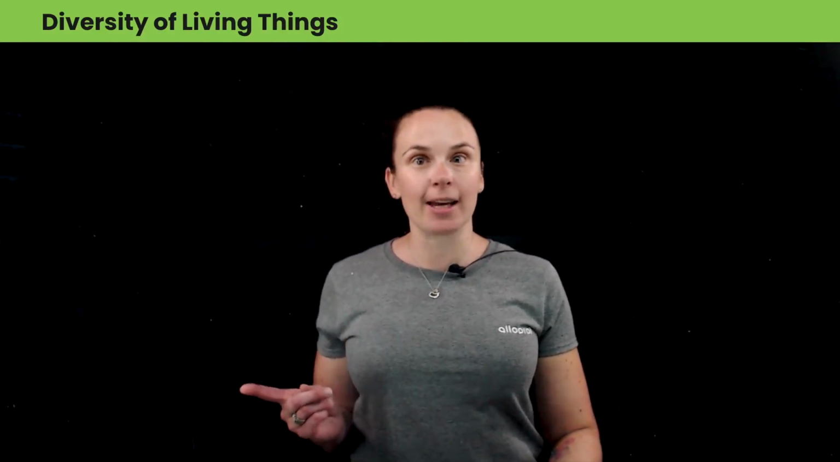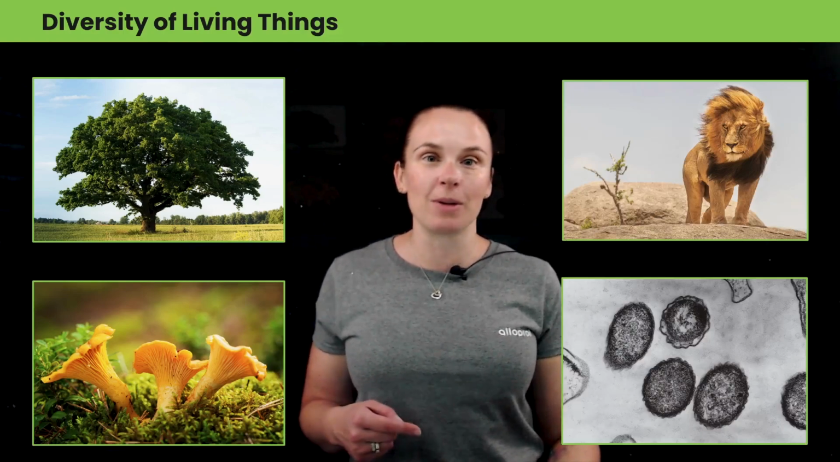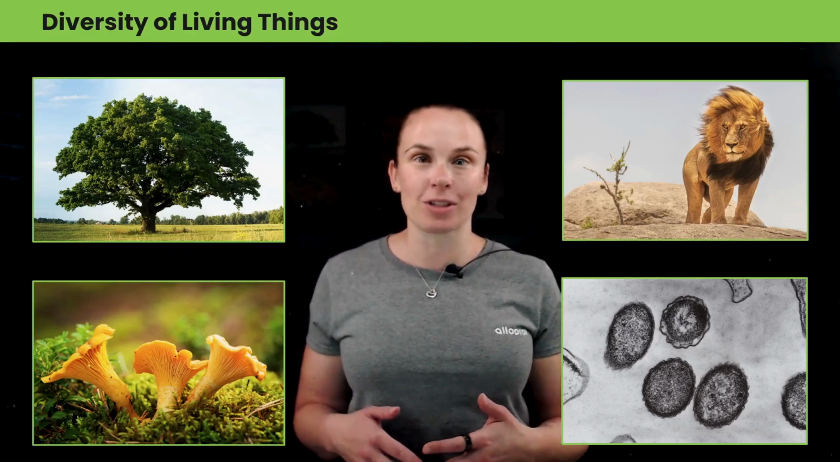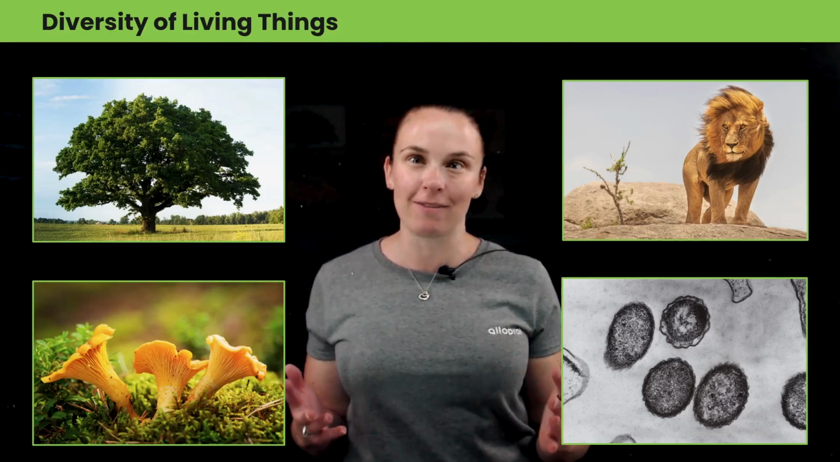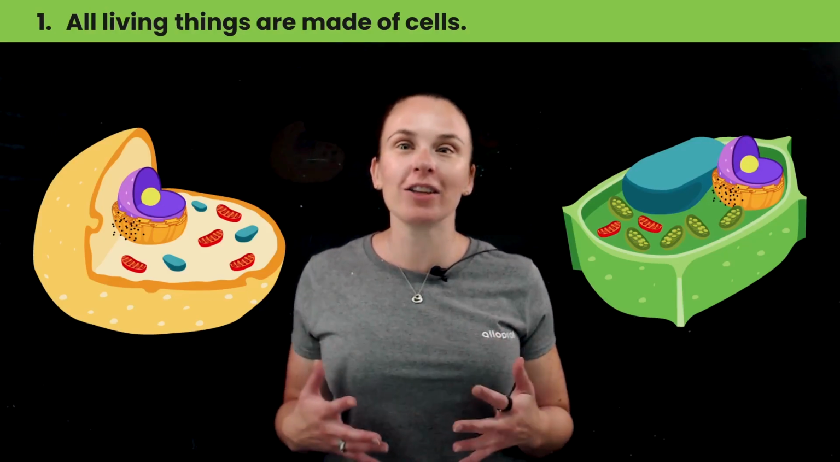So living things, which are also called living organisms, are incredibly diverse. If we want to look at an example, we have an oak tree, and an oak tree is obviously very different than mushrooms. And if we look at a lion, it is very, very different than itty-bitty bacteria. But no matter the living organism, they all have 7 characteristics that they have in common. So let's explore that.